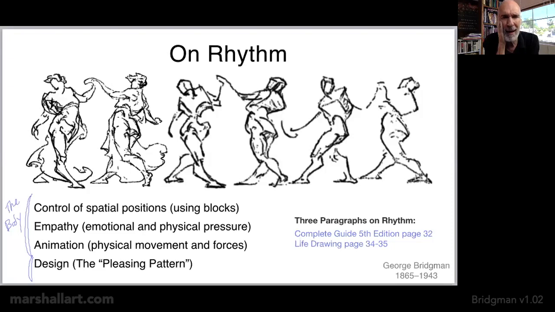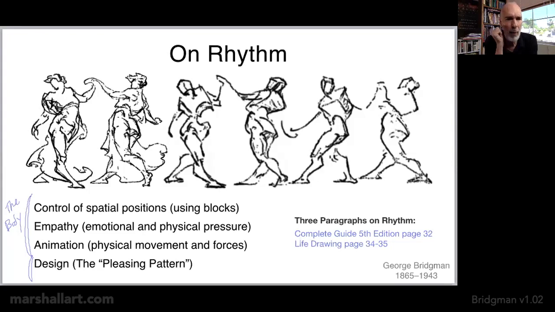We don't want to analyze rhythm so much as we want to feel it. I remember watching a baby, not a small child, a baby, bounce his body in response to a Haydn symphony, which was very funny, and the baby didn't have any idea what the word rhythm meant. The baby just felt the rhythm. So, the first paragraph in Bridgman's book on rhythm just tells us that rhythm is everywhere.